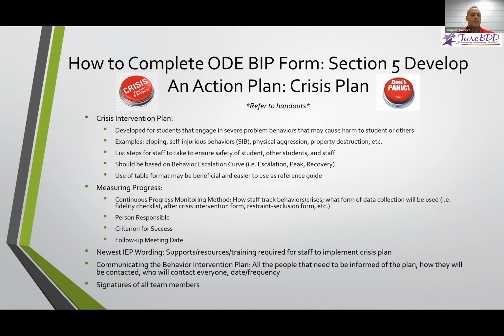That's what we want. So the newest IEP wording covers the supports, resources, and training required for staff to implement the crisis plan. You also want to document communicating the behavior intervention plan. So all the people that need to be informed of the plan, how they will be contacted, who will contact everyone, and the date and frequency. That's basically where you're going to be putting everybody that needs to be contacted on their crisis plan, who's going to be responsible for doing so, how they're contacted, phone, email, whatever, and then the date that they were contacted, right?